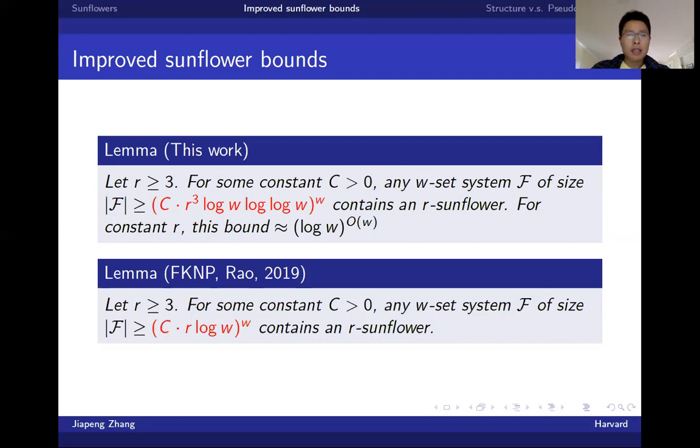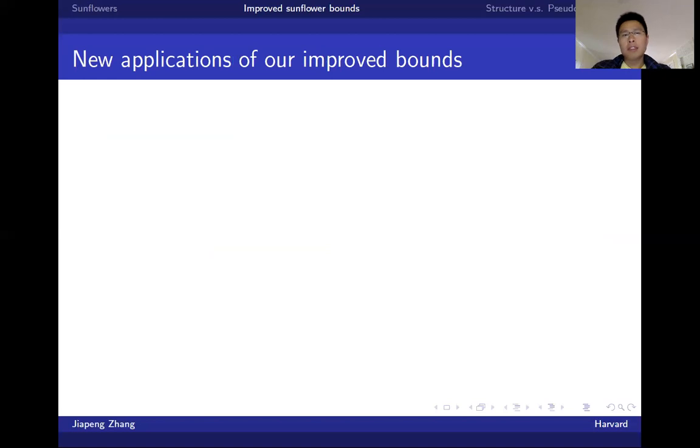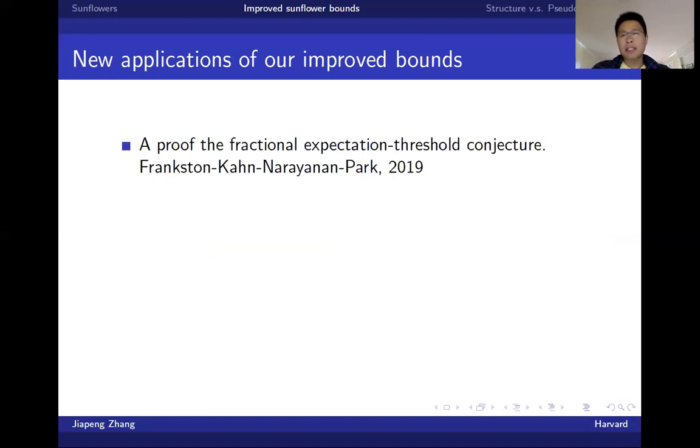Okay. And then as I mentioned, the sunflower structure is a very nice structure, and now we get an improved bound. And of course, there are some new applications. The first application is a proof of the fractional expectation threshold conjecture. This is a conjecture from random graph theory and was asked by Talagrand. This result was proved by Frankston, Kahn, Narayanan, and Park.